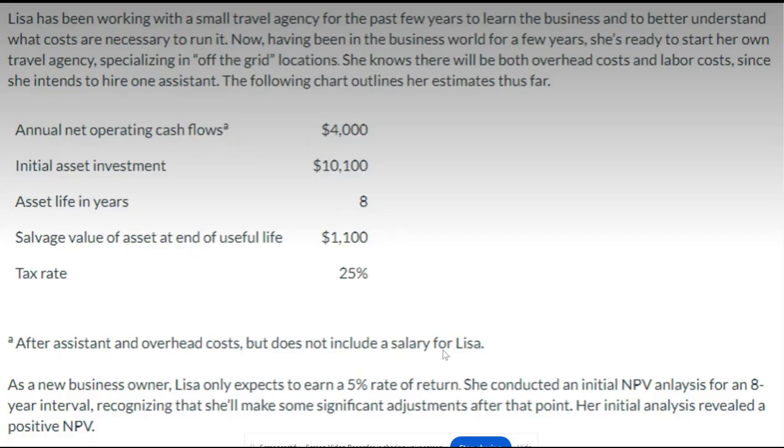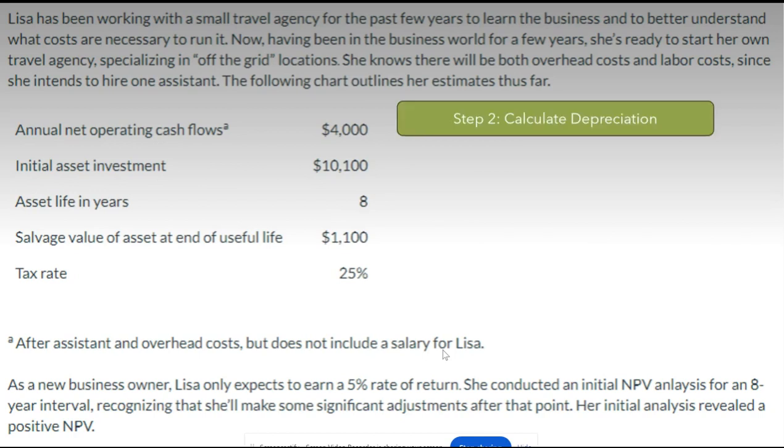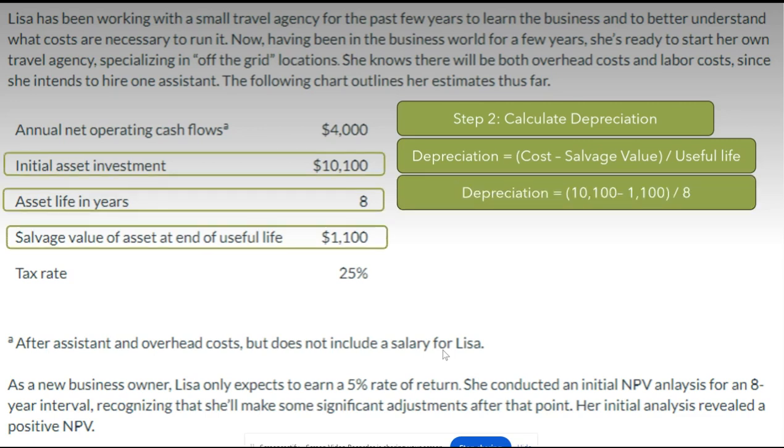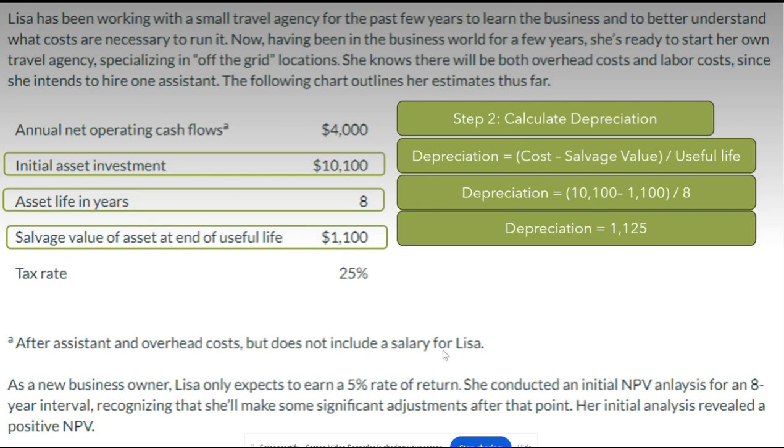So to calculate our tax shield, first we need to calculate depreciation. So a little refresher, our depreciation is cost minus salvage value divided by useful life. This is the straight line method if you remember. So here we have our initial investment or our cost, our salvage value, we divide it by the useful life, and we determine that our annual depreciation is $1,125.